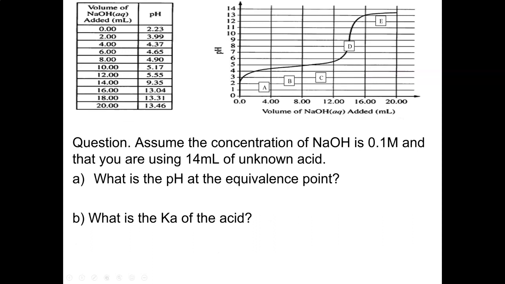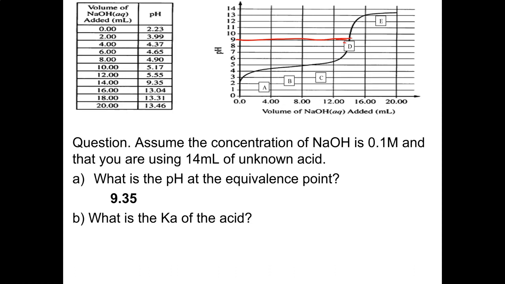All right, so assume the concentration of NaOH is 0.1 molar, and that you are using 14 milliliters of unknown acid. What is the pH of the equivalence point? 9.35. All you have to do is just go here, go across, somewhere around here, to get the value. You get an exact number, but for this one, just use the graphical interface and figure it out through there. Because they're not going to ask you for the math for this part, for the pH of the equivalence point. As long as you say it's above 7, you're fine. I mean, that's as far as you're willing to go with it.